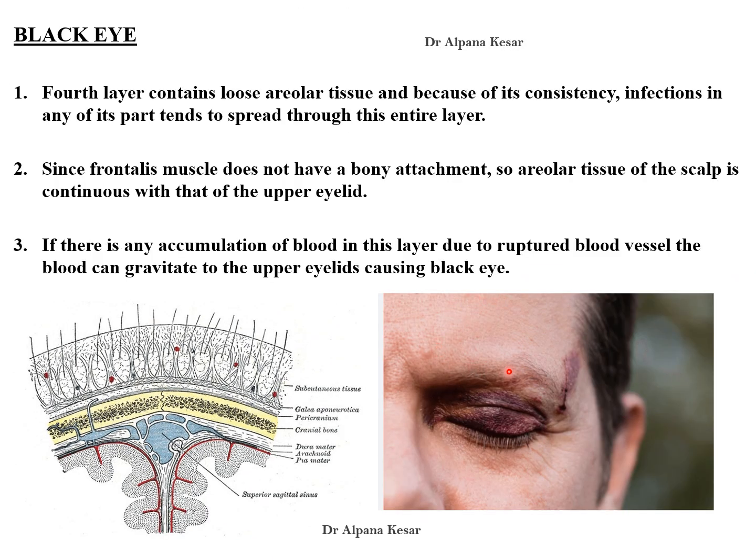Frontalis muscle in the region of the forehead does not have any bony attachment. The loose connective tissue layer or the fourth layer of scalp is thus continuous with the connective tissue layer of the eyelids. If there is accumulation of blood in the fourth layer of scalp due to ruptured blood vessels, the blood can gravitate to the eyelids, causing a black eye.